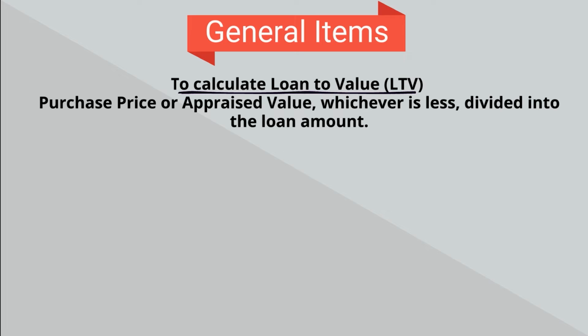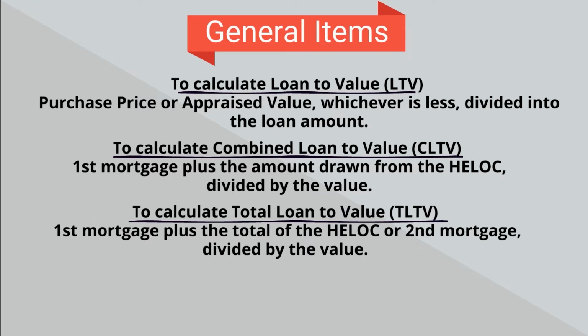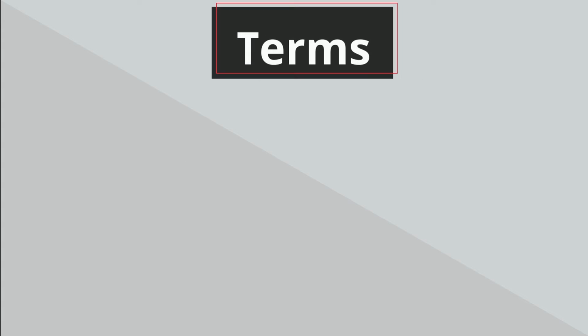Calculating loan-to-value. To calculate loan-to-value, you would take the purchase price or appraised value, whichever is less, divided into the loan amount. To calculate combined loan-to-value, you take the first mortgage plus the amount drawn from the HELOC divided by the value. To calculate total loan-to-value, you would take the first mortgage plus the total of the HELOC or second mortgage divided by the value.